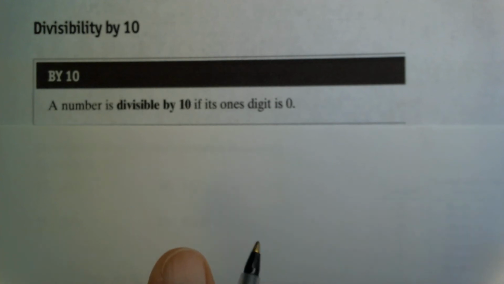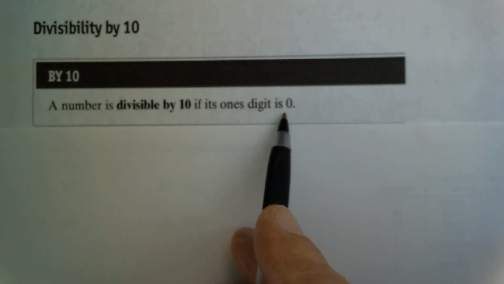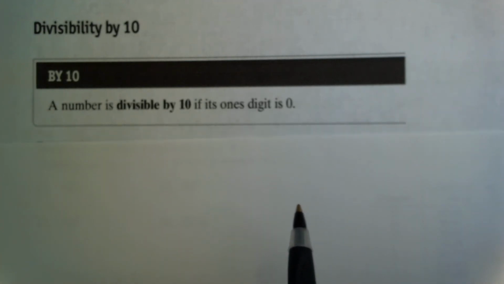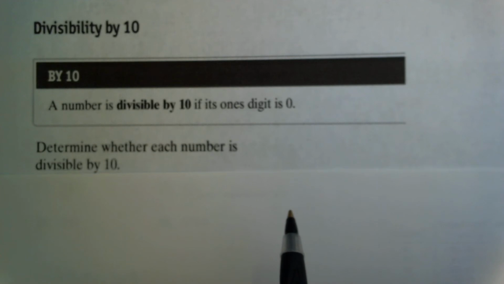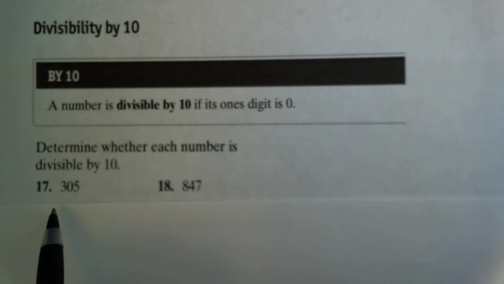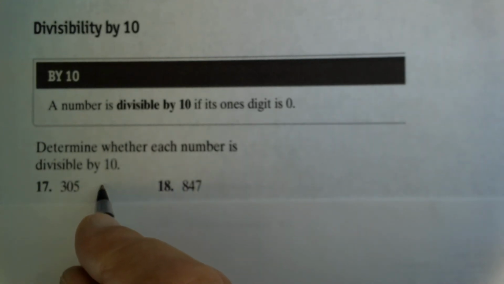Divisibility by 10 is also very straightforward. In fact, you may already know about it. But a number is divisible by 10 if its ones digit is 0. So it's a very simple test. You just look at the ones digit. Is it a 0? Then the number is divisible by 10. So number 17, the ones digit is a 5, and therefore this number is not divisible by 10.